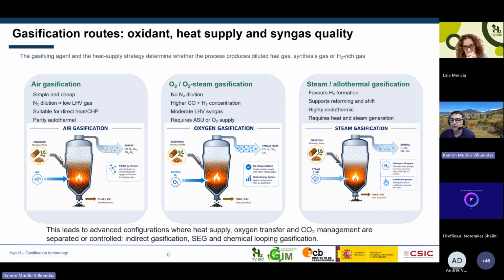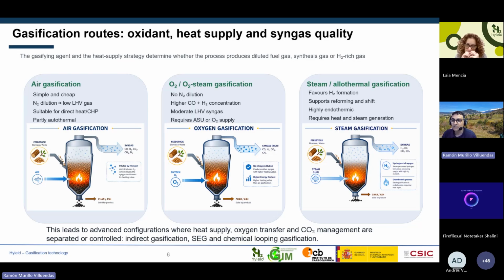A second option is oxygen gasification or oxygen-steam gasification. By replacing air with oxygen, nitrogen dilution is largely avoided. As a result, the concentrations of carbon monoxide and hydrogen increase a lot, and the gas becomes more attractive for upgrading or synthesis applications. The disadvantage is that oxygen has to be supplied usually through an air separation unit, which increases cost and, of course, complexity of the final plant.